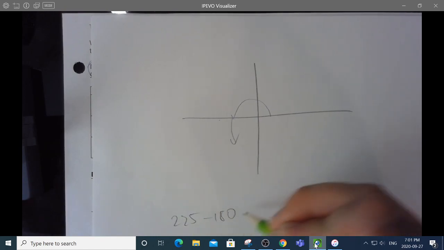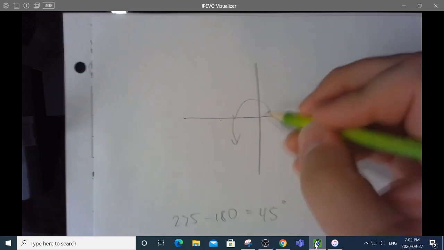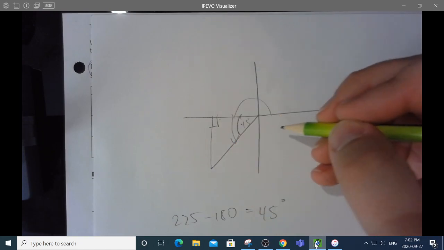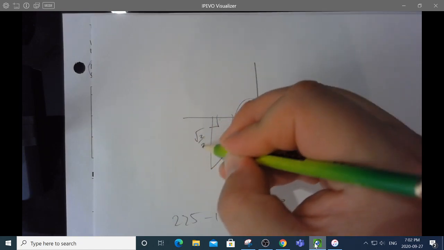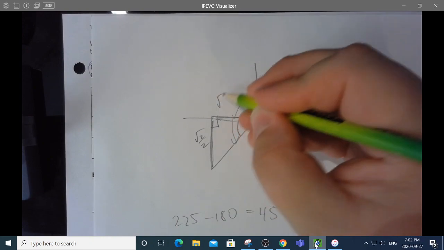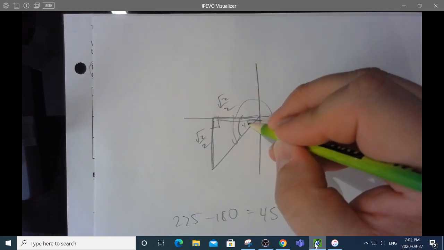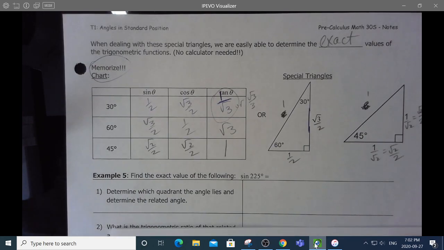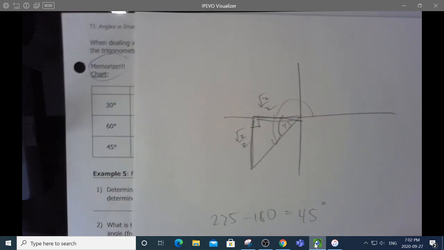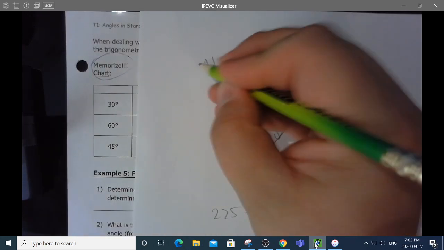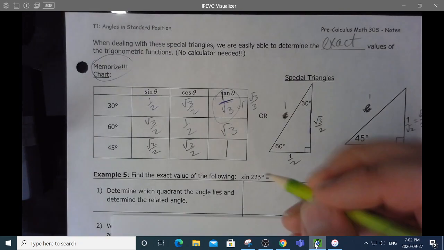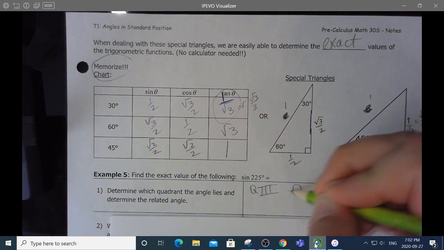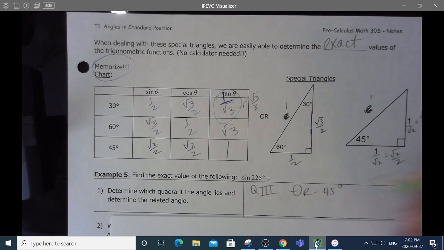225 minus 180 is going to be 45 degrees. So it's actually 45 degrees from there to there, which means that it's this triangle here. Remember the triangle? It's √2/2 for a height. It's √2/2 for a base, or better yet, it's the opposite and adjacent that are √2/2. So if I want to know which quadrant it's in, let's see, it's 1, 2, 3. So it's in quadrant 3, and its related angle, theta r, is 45 degrees.